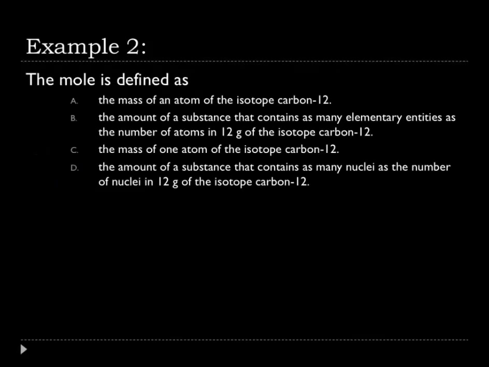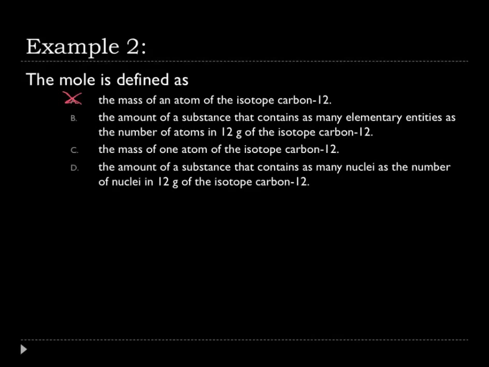Example 2 asks for the definition of a mole. Again, this requires some careful reading. So the first one says that the mole is the mass of an atom of the isotope carbon-12. Well, we know that a mole is a number of atoms. It's not a mass of an atom, so we can eliminate that one straight away. The second one says that it's the amount of a substance that contains as many elementary entities as the number of atoms in 12 grams of the isotope carbon-12.